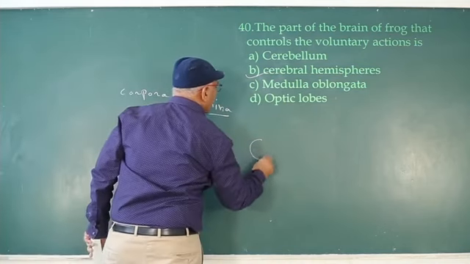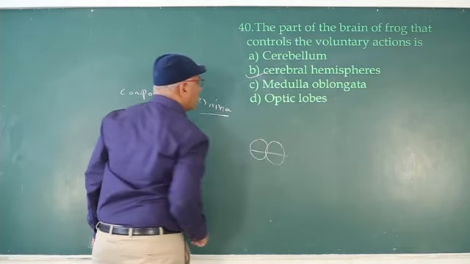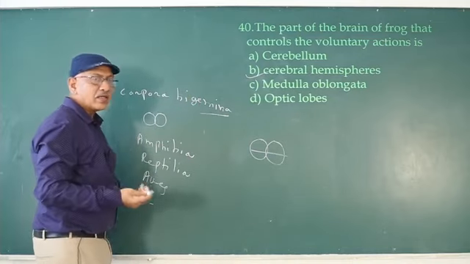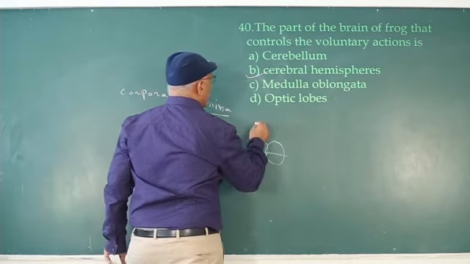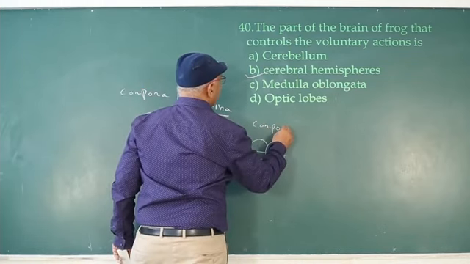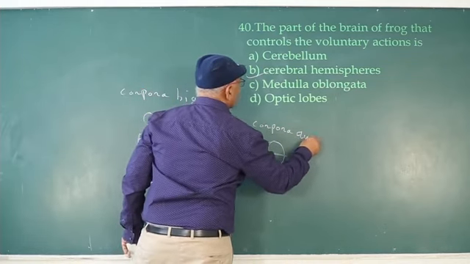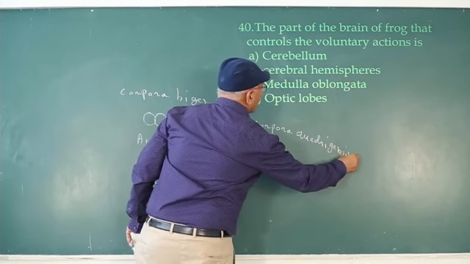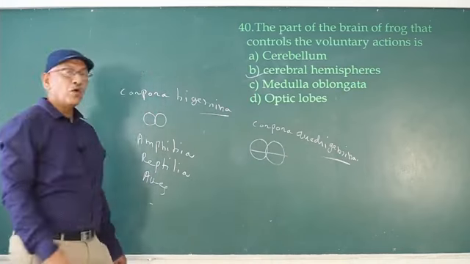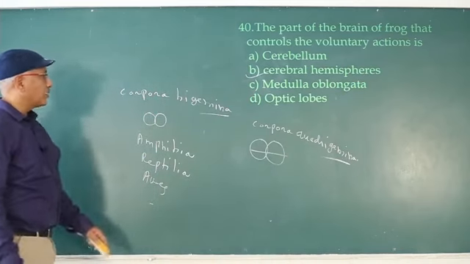In case of mammals, 2 optic lobes are divided horizontally into 4. This condition is known as corpora quadrigemina. 4 optic lobes, corpora quadrigemina.